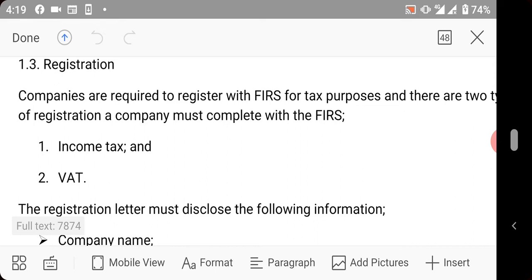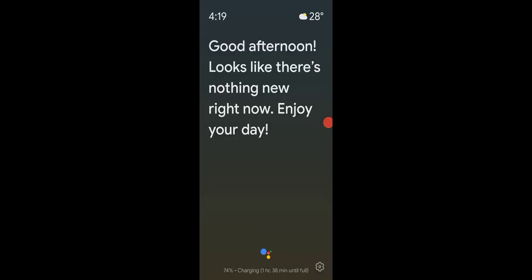Upon registration, you will be issued a TIN, tax identification number. This tax identification number is to be quoted any day you are doing a transaction with the Federal Inland Revenue Services. That is that for that.